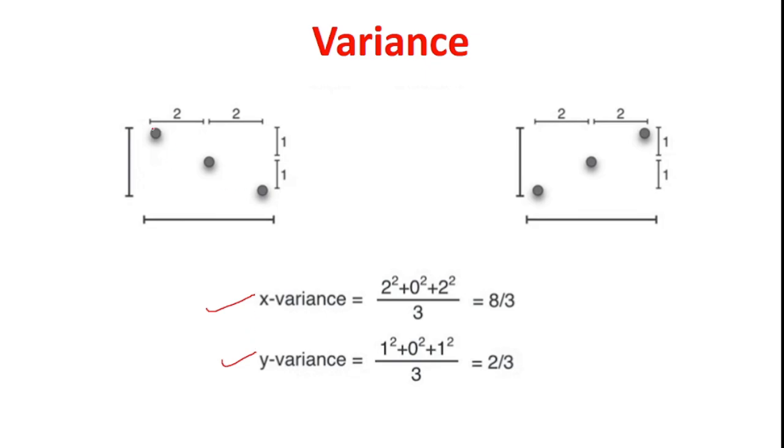So for the x variance, the distance is 2 square, the center is 0 square, and plus 2 square, which is 8 by 3. And for the y variance, the mean is here, so just 0 square plus 1 square plus 1 square, you will get 2 by 3. This is how we need to calculate the variance.